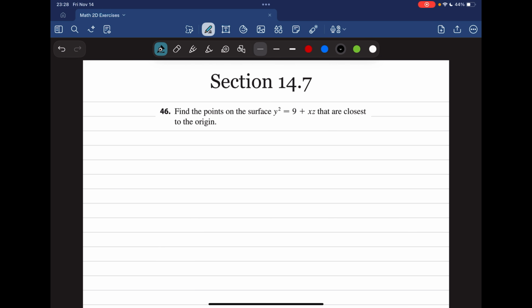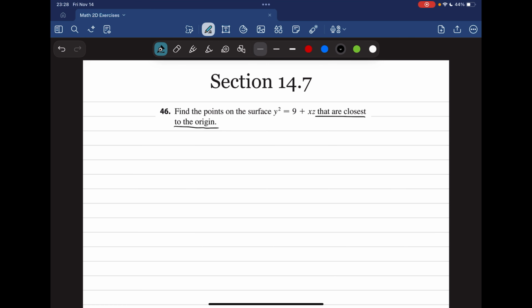Okay. So, what do they want? They want us to find the points that are closest to the origin. And so already, this phrase that I've underlined right here tells us the thing that we need to minimize.